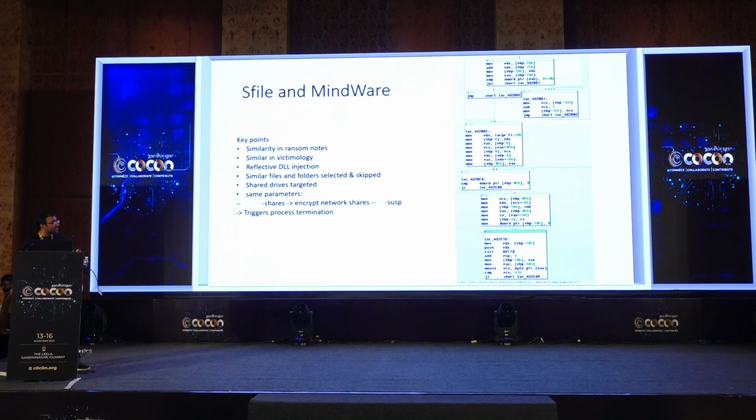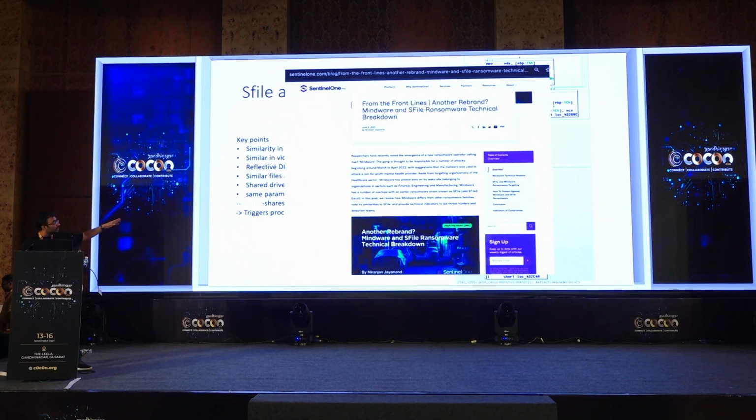Similar files and folders were selected and skipped. As you know, every ransomware would target only specific file extensions. We saw that similarity in these two variants. Shared drives were targeted, meaning if you had a USB or any drive mounted, they would start encrypting files there as well. And the arguments taken by both the ransomware families were the same. You see that there are additional points that we look into when we identify a possible rebrand. This is my blog back then, and I wrote down this rebranding story.